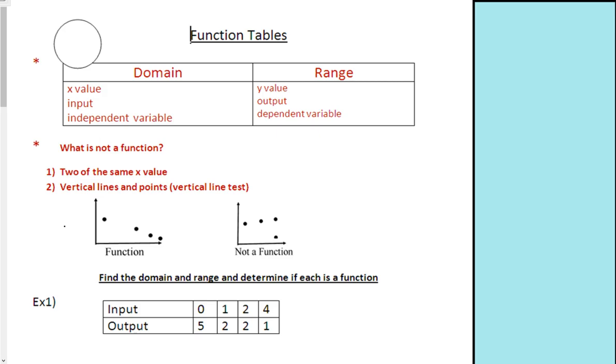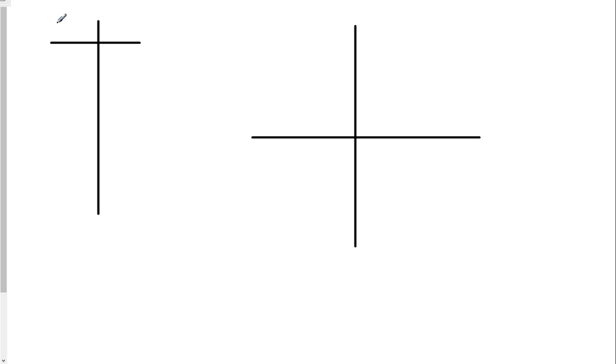When you see the word function, I want you to think of a machine. And in this machine, what you're doing is putting a number into the machine. We'll call that the input. And then it's going to spit out an answer. We're going to call that the output. So in and out, okay? We put a number into the machine, we get an answer out.